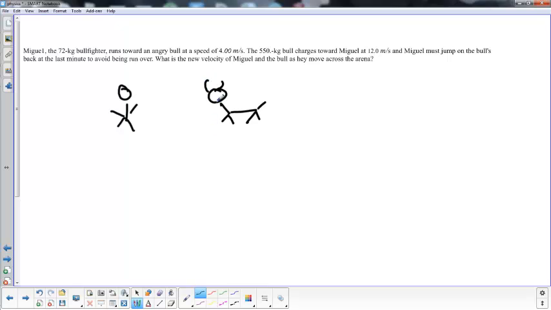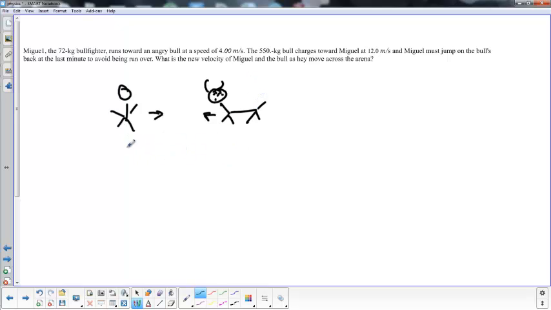Bull. Angry bull. There you go. Angry bull. So our bull's going this way. Miguel is going this way. So we're going to have momentum here, and then Miguel is going to jump on the bull, and then we're going to have momentum afterwards.